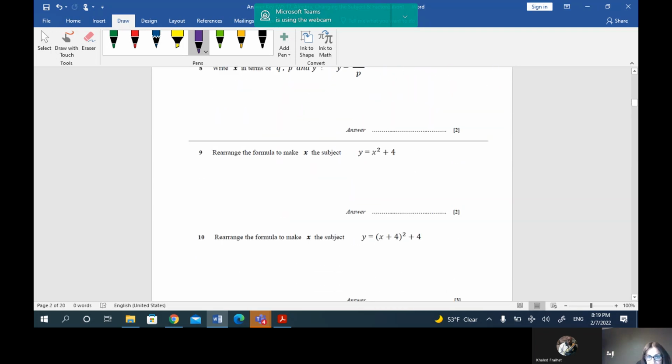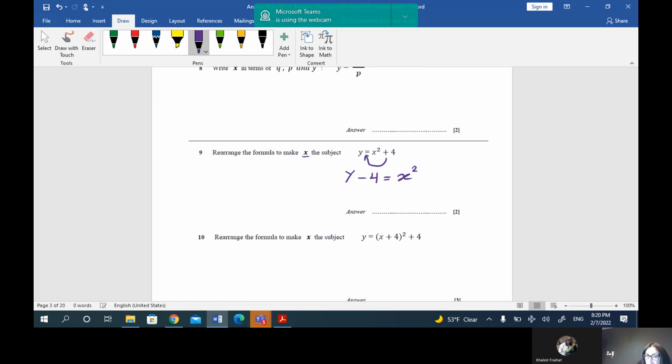Let's move to 9. Y is equal to x squared plus 4. So x is our subject, or we want to make it our subject. We're going to send positive 4 to the other side of the equation. So y is originally there. When we are moving positive 4 to the other side, it will become y minus 4 equals x squared.